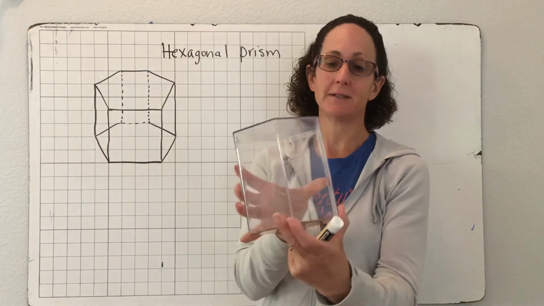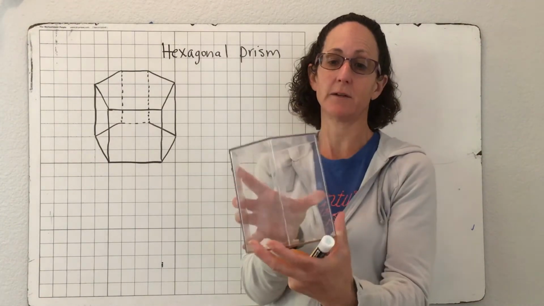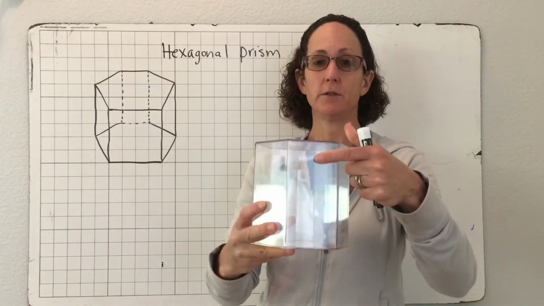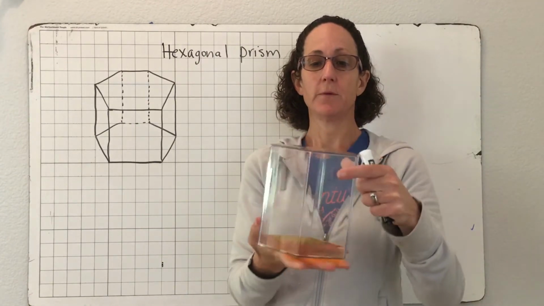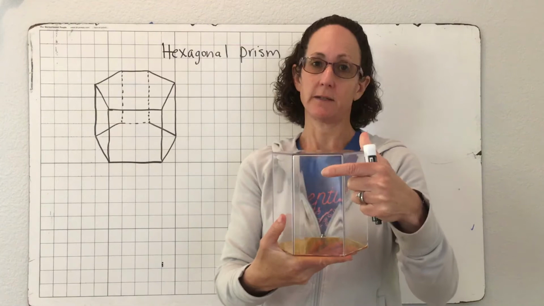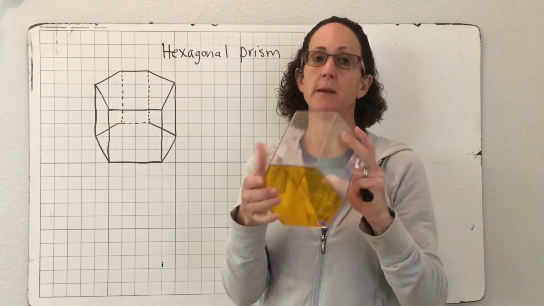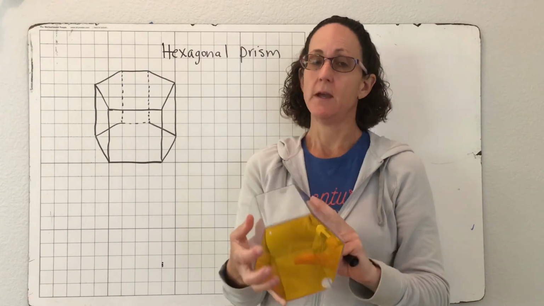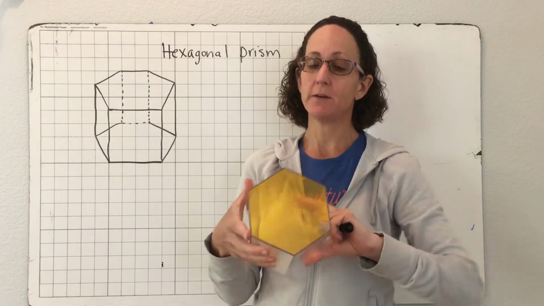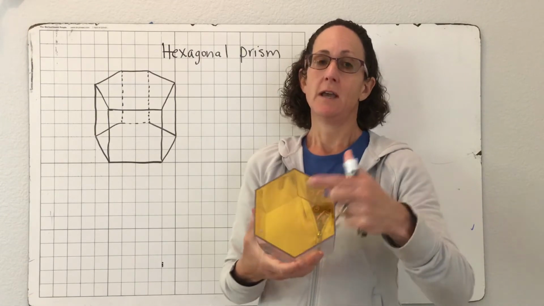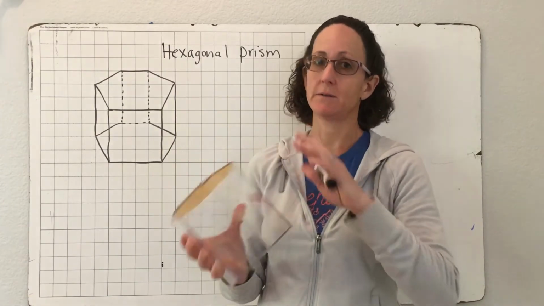And then if you notice, the sides are still rectangular. So there's a rectangle here, and if you count, there's 1, 2, 3, 4, 5, 6 rectangles. So there's 6 rectangular sides, a hexagonal top and a hexagonal bottom. Here's the good news. We already know how to find the area of a hexagon. So basically it's just hexagon, hexagon, 6 rectangles, add them all up.